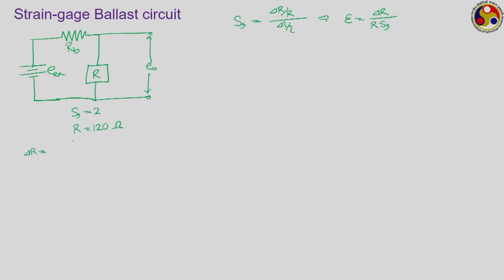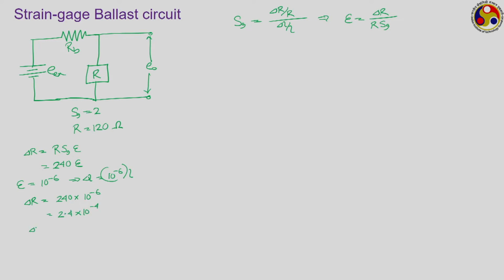Your delta R is equal to R Sg epsilon, if we use these two values. So, we have 240 into epsilon. Now, suppose you are looking to measure a strain of 10 to the power minus 6, that is, we are talking about delta L to be 10 to the power minus 6 times the initial length. Then how much is the corresponding change in the resistor delta R? That is 240 into 10 to the power minus 6, that is 2.4 into 10 to the power minus 4.